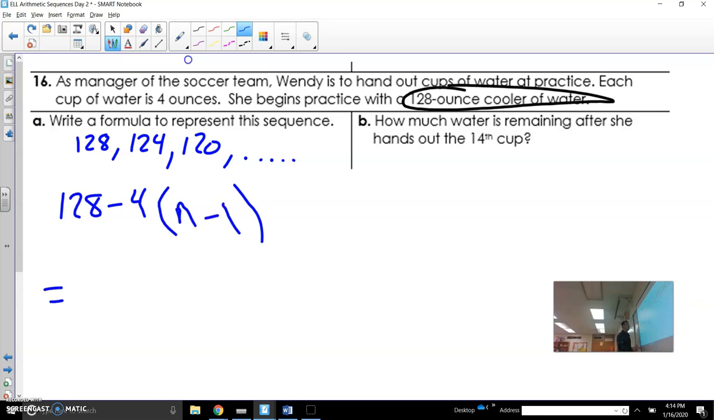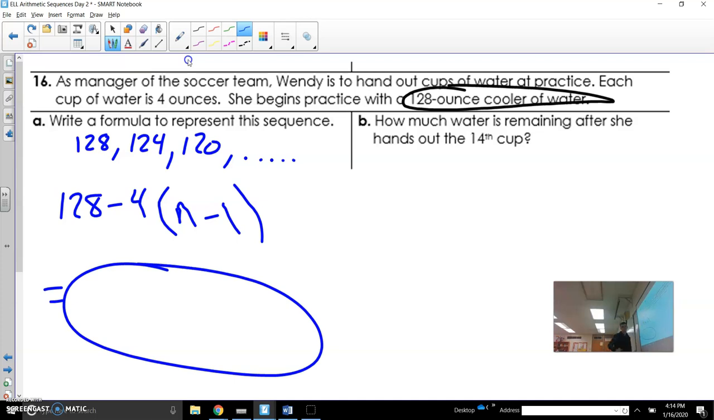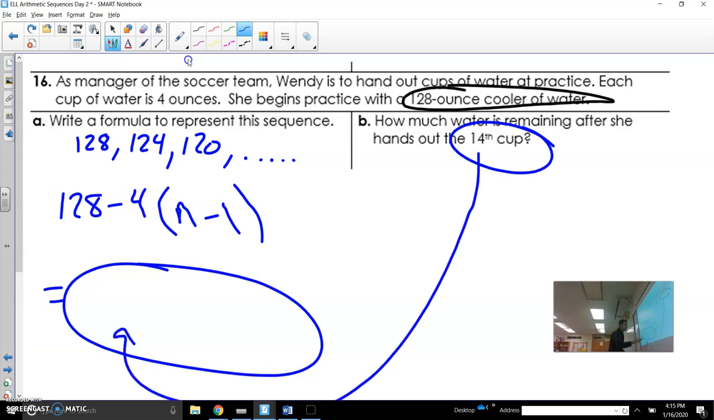So let's see, can you simplify the problem? That's your turn. You try to finish that. And then it says, well, how much water is in the jug if 14 cups are used? So then plug in 14 into your sequence and see what you get out.